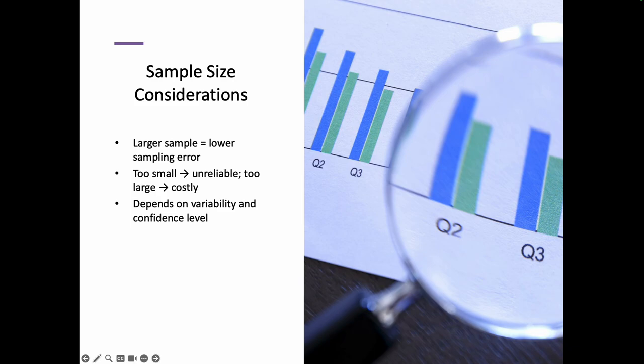Determining the appropriate sample size is crucial. A larger sample generally leads to lower sampling error and more precise estimates. However, there is a trade-off. Larger samples are more costly and time-consuming to collect. Conversely, a sample that is too small may not be representative and can lead to unreliable results. The ideal sample size depends on several factors, including the variability within the population and the desired level of confidence in our results.